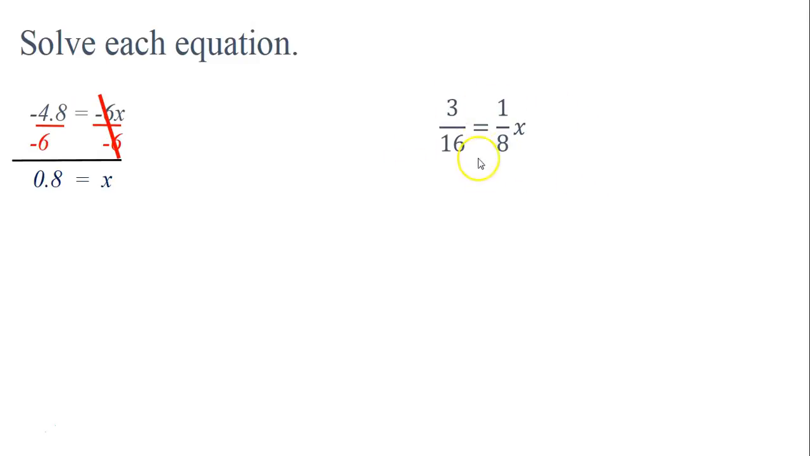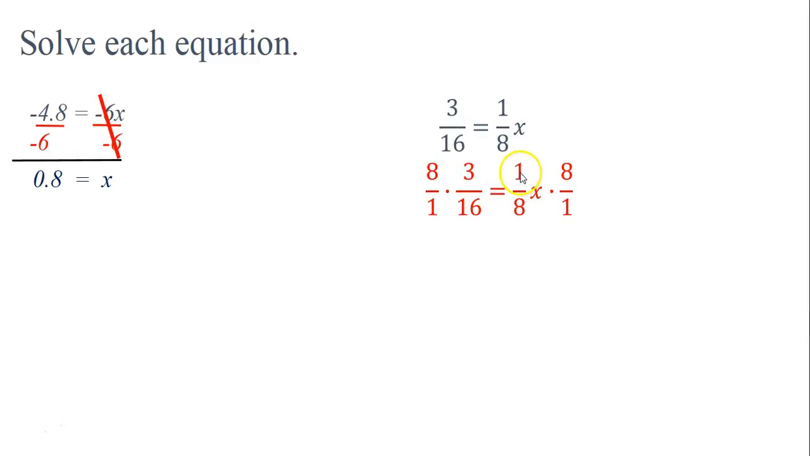Let's look at one with fractions. We have 3 over 16 is equal to 1/8 x. Now my first instinct, or your first instinct, is probably to divide by 1/8 because it's 1/8 times x. But we need to remember that when we divide by a fraction, we actually need to multiply by the reciprocal. What is the reciprocal? It's flip the denominator and the numerator around. So the reciprocal of 1 over 8 is 8 over 1. We're going to multiply both sides by that. Because what we do to one side, we have to do to the other side. And it's going to look like this.